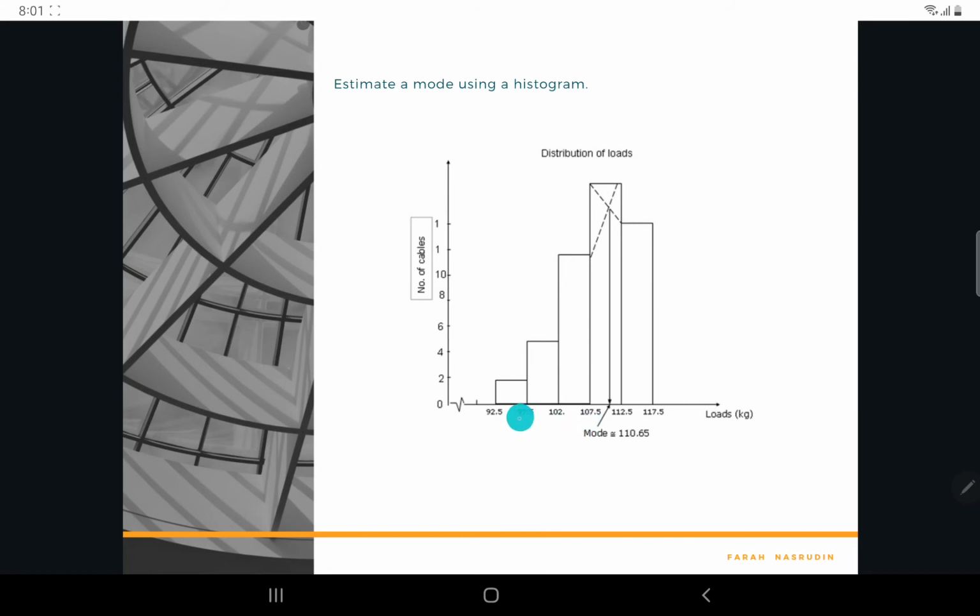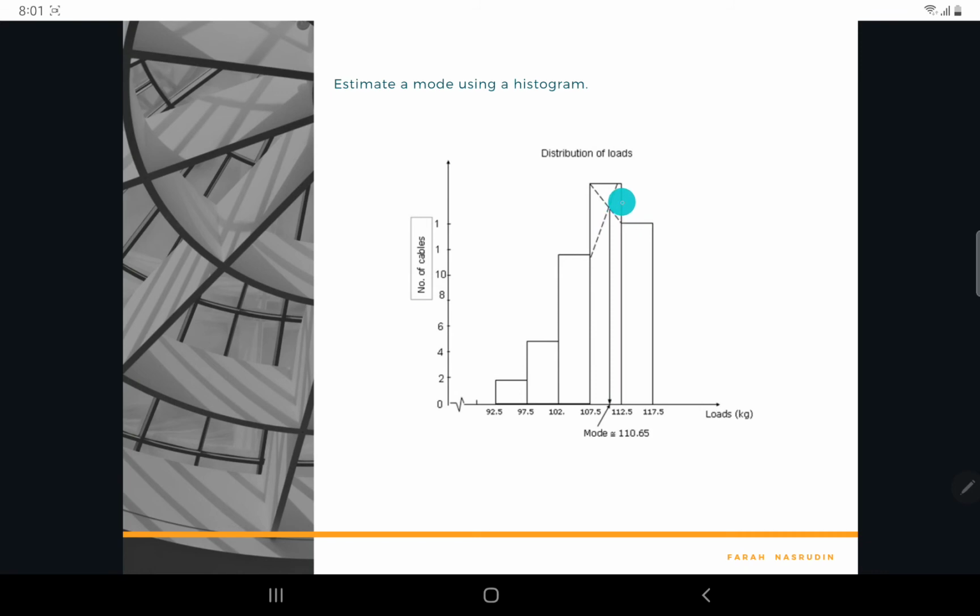Okay, so the mode class is the class interval with the highest frequency. So look at the highest one here. So meaning that here is our mode class. And then you need to draw two lines from the highest left to here, and the highest right to here. Make a cross like this, here and here.